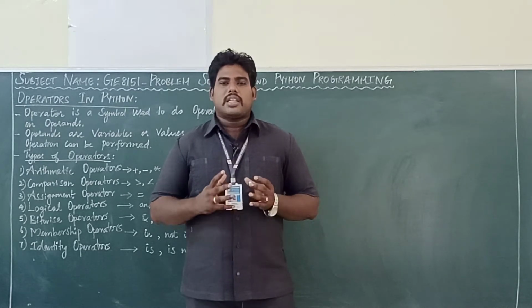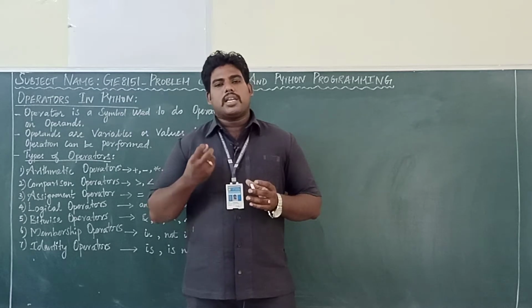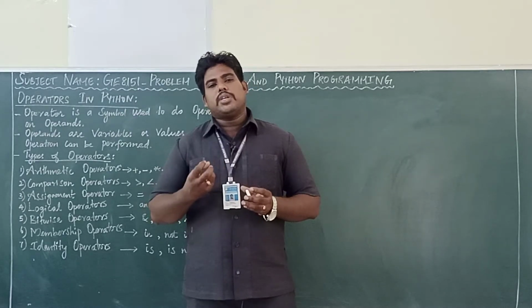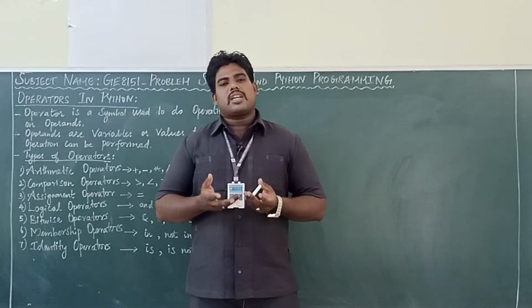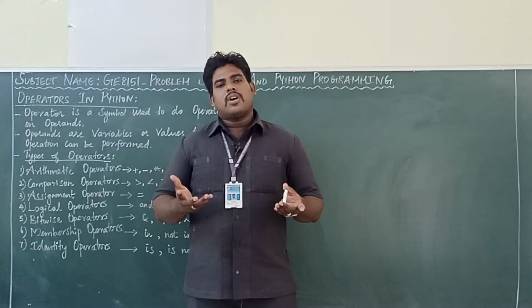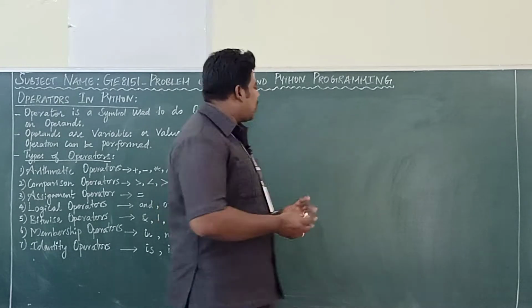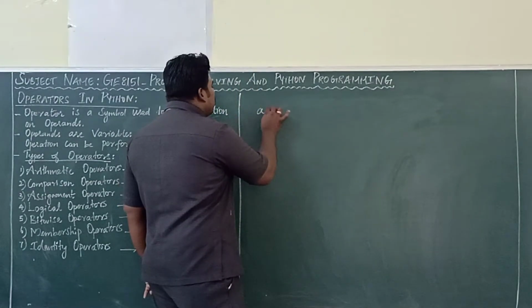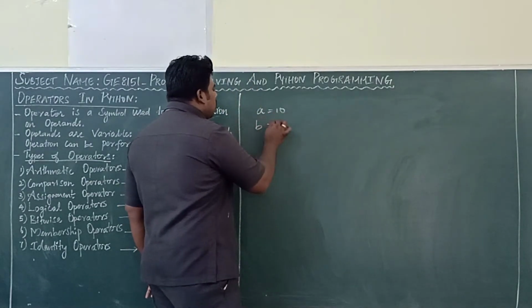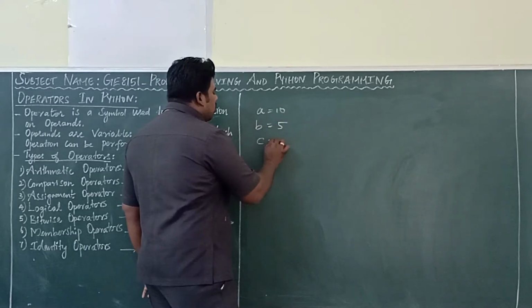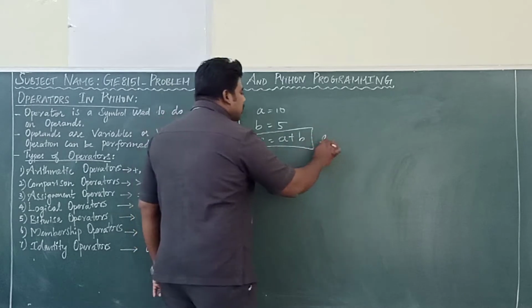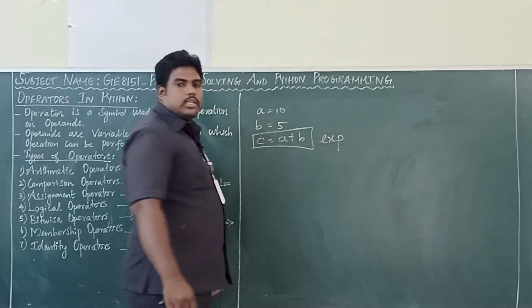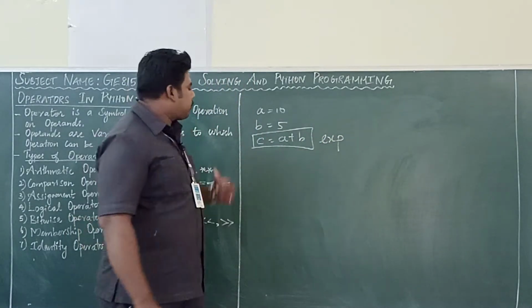Operators are nothing but mathematical symbols which you are going to use in the expressions. What are expressions? Expressions are nothing but a combination of operands and operators. For example, A equal to 10, B equal to 5, C equal to A plus B. This C equal to A plus B is the expression.